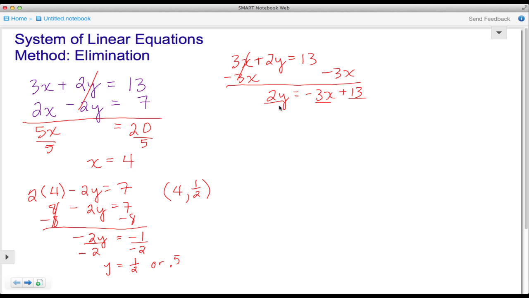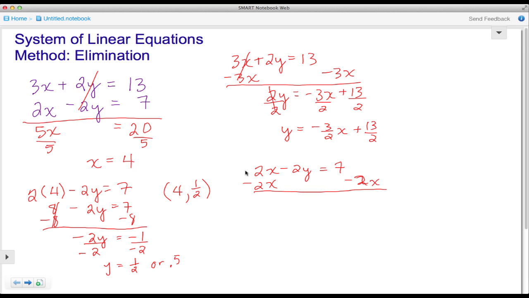And now we need to isolate the y, or make the coefficient of the y a 1. So we divide each term by 2. And here we found that y is equal to negative 3/2 x plus 13/2 for the first equation. And then let's rewrite the second: 2x minus 2y is equal to 7. Here let's subtract 2x from both sides.